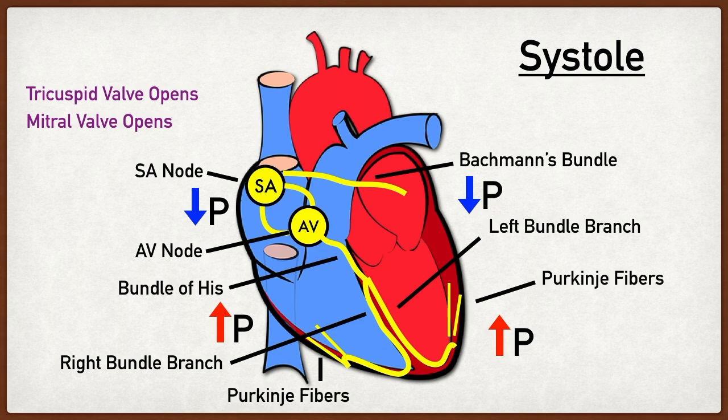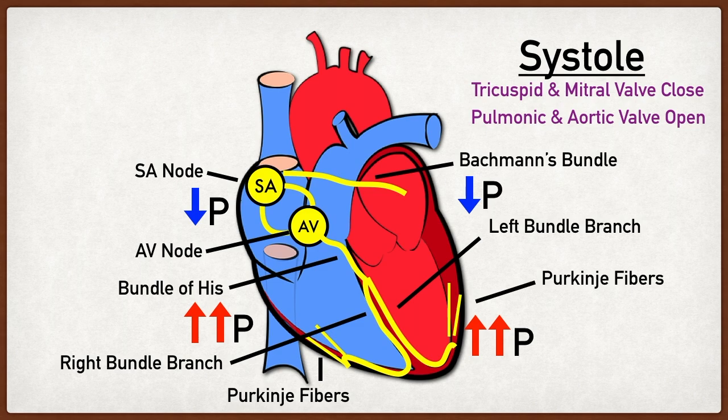As the ventricles contract, this is going to further increase the ventricular pressure. Now the ventricular pressure is going to surpass the atrial pressure because the atria are repolarized and relaxed. So as soon as the right ventricular pressure surpasses the right atrial pressure, the tricuspid valve will close. And once the left ventricular pressure surpasses the left atrial pressure, the mitral valve will close.